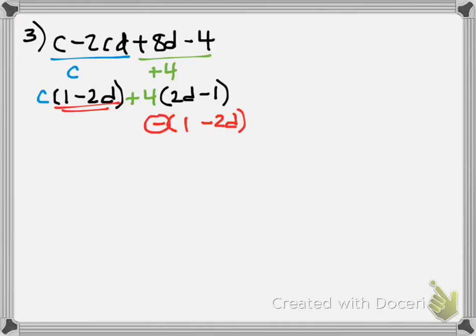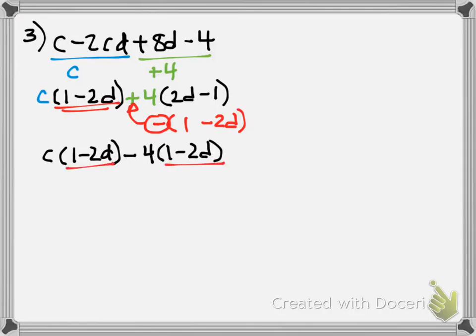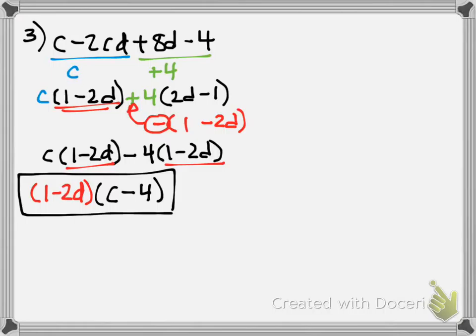Now, I have to take this, and I put it up here. So now your factoring looks like this: C times the quantity 1 minus 2D, minus 4 times the quantity 1 minus 2D. We have an exact match with those two, so that's what is divided out. And what's left behind are the coefficients, C minus 4, and that's your answer.